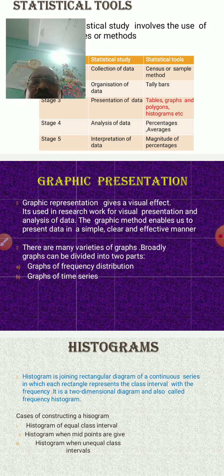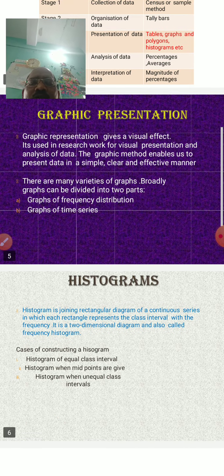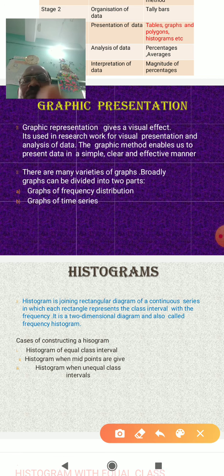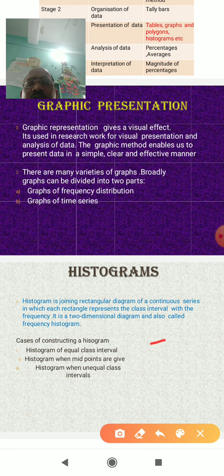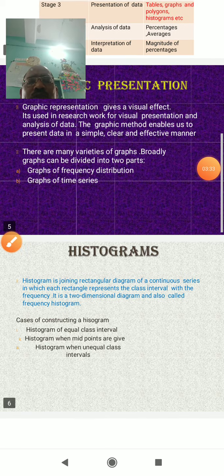This graphical presentation of data can be shown first in the histograms. What is histogram? Histogram is a joining rectangular diagram of a continuous series in which each rectangle represents the class interval with the frequency. It is a two-dimensional diagram and also called frequency diagram. Histogram can be constructed in 4 ways.